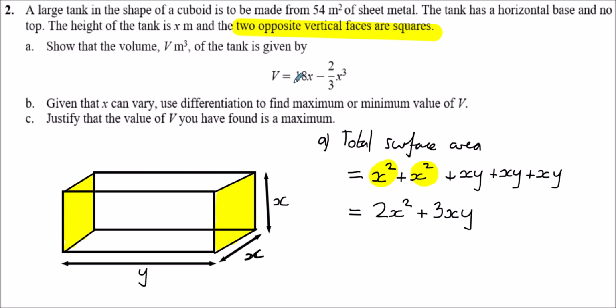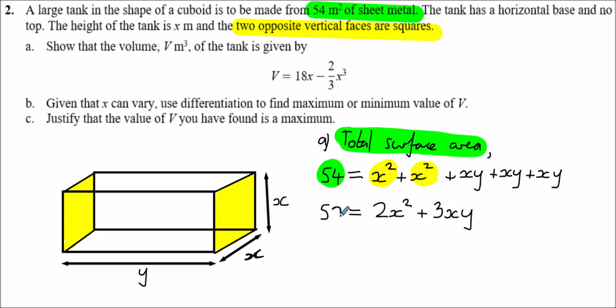And we're told that the surface has been made from 54 square meters of sheet metal. And so that must be the total surface area. So total surface area must be 54. So we now have 54. I was going to write 52 there for some bizarre reason. Apologies. So 54 equals 2x squared plus 3xy. Now, again, just remember, the y was a figment of my imagination. We've been given this in terms of x.